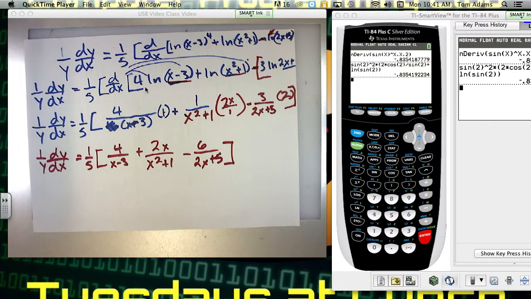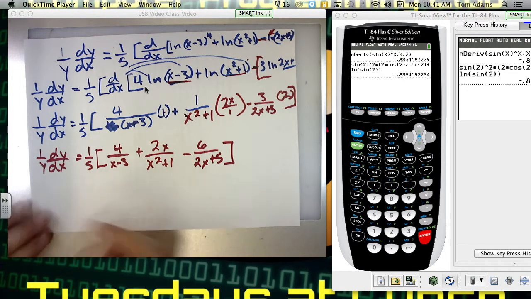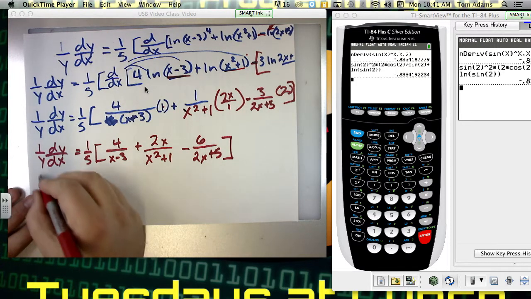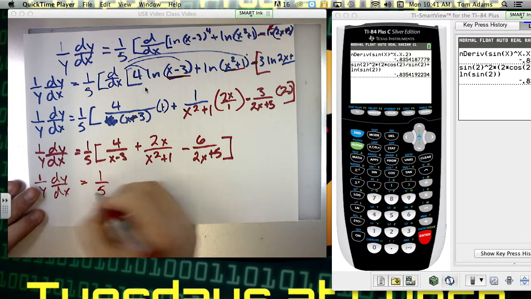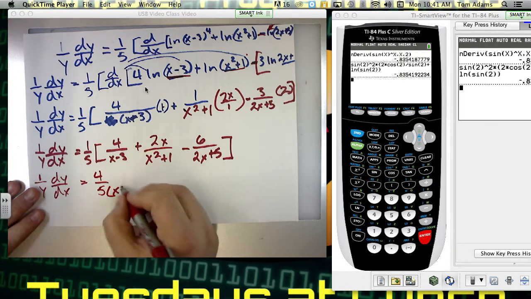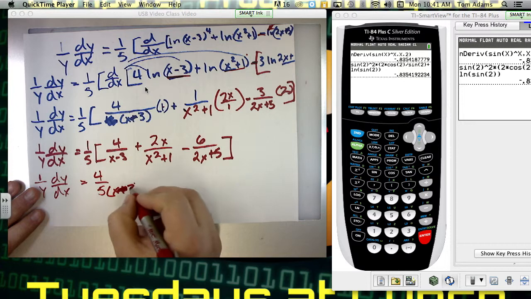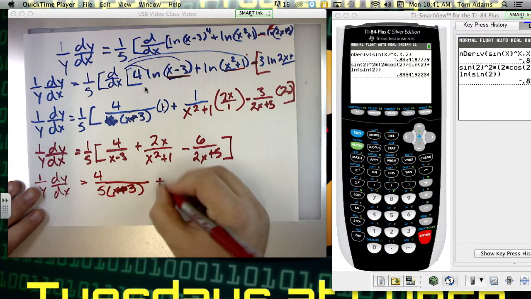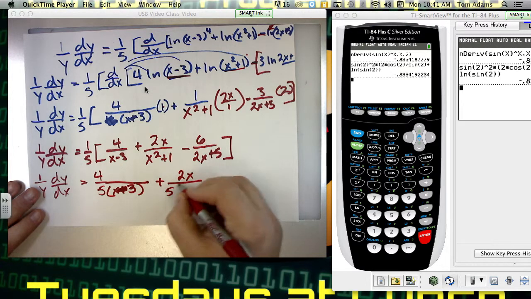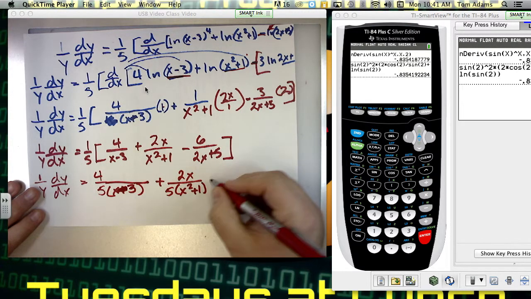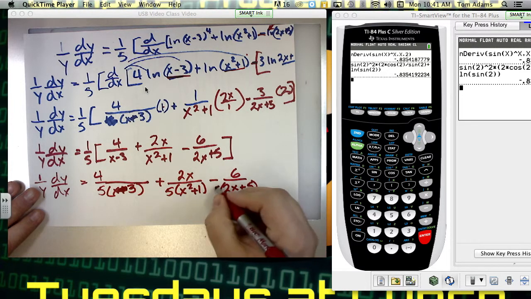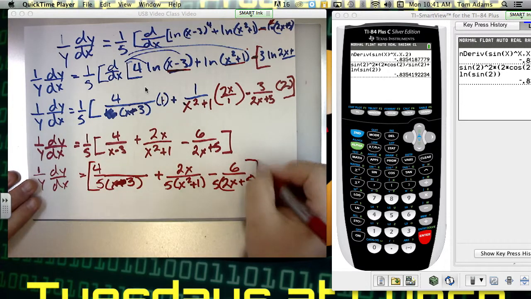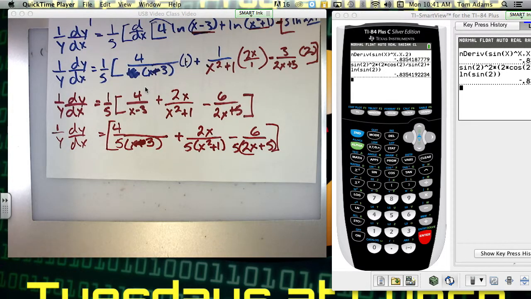So, okay, now we're almost done. I'm going to push that 1/5 through. And so I've got 1 over y dy/dx is equal to 1/5 times all this stuff, which is really 4 times the quantity, see, now I wrote a plus sign, like that, plus 2x all over 5 times x squared plus 1 minus 6 over 2x plus 5, and then we can multiply that by 5. So I just multiplied everything by 1/5. You guys with me? We're almost done.